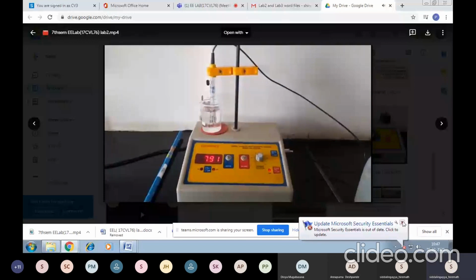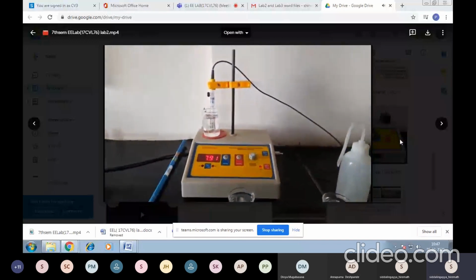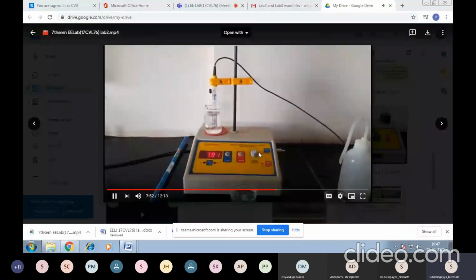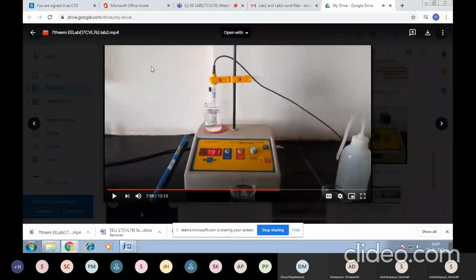Come to the calibration procedure. The instrument is supplied in the calibrated condition. However, periodic checks are recommended. At the first stage, the electrode has to be conditioned as mentioned before here.